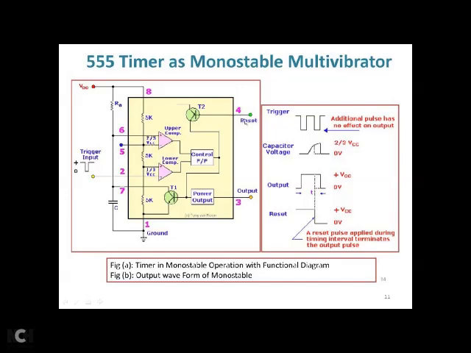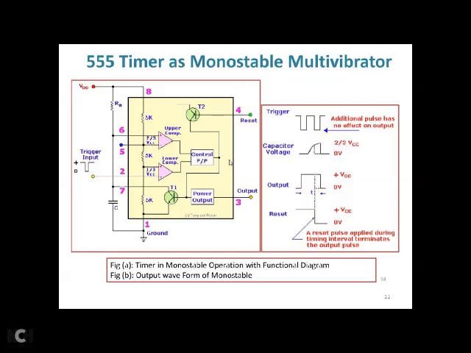If you are not using it, it doesn't mean that you should leave it open, because it is an undefined state, a high impedance state. You should connect it to VCC here and this should be connected to ground. So the only additional components we now have in this monostable multivibrator are a resistor RA and a capacitor, right? The internal operations remain the same, fine.